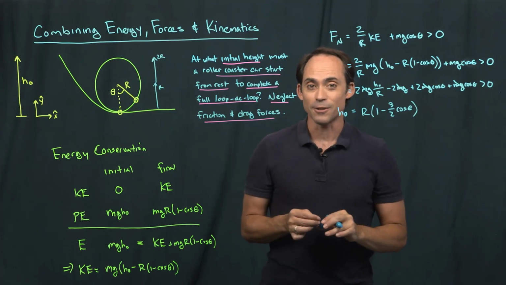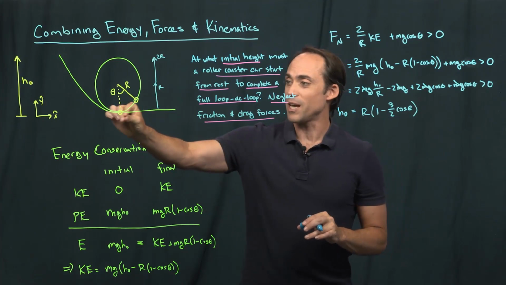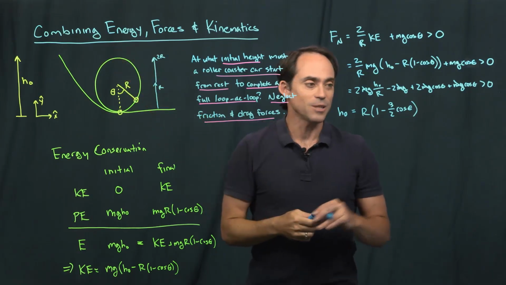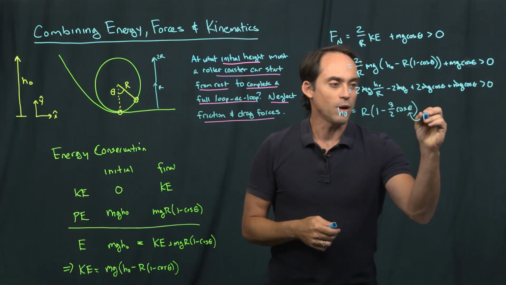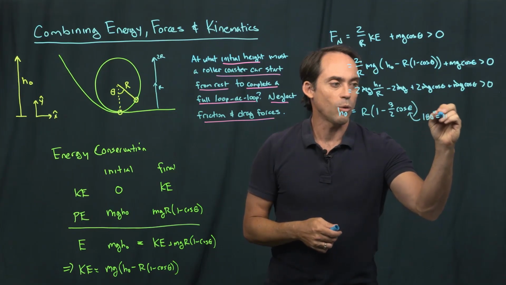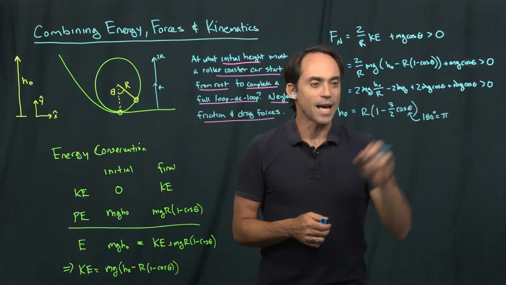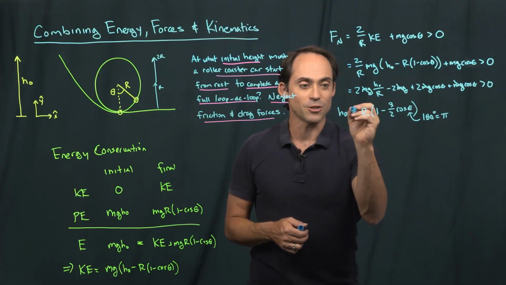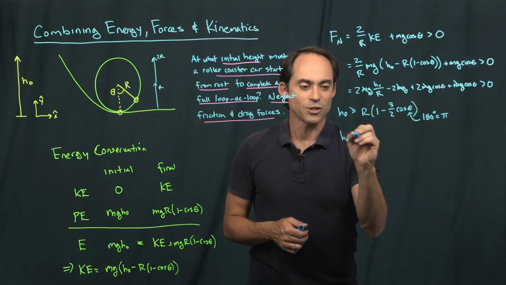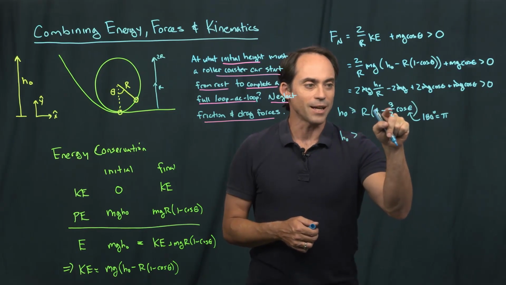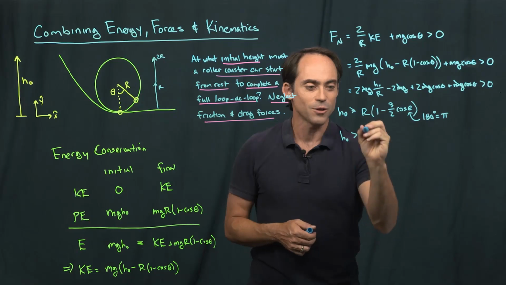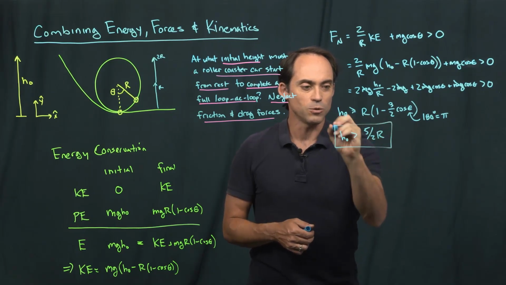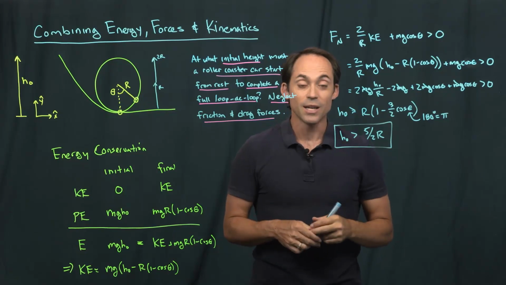It means it has to hit every angle. And the angle that's most important is making sure that it reaches up to the top of the roller coaster, and that's the case where theta is equal to 180 degrees, or pi radians. And that's equal to -1, so we have to have h naught greater than 1 minus 3 halves, or 5 halves times the loop-de-loop radius. All right? And that's it.